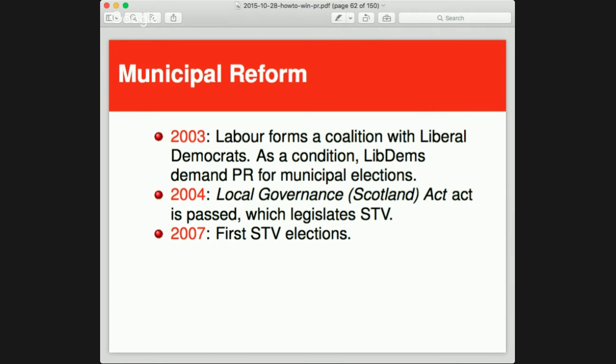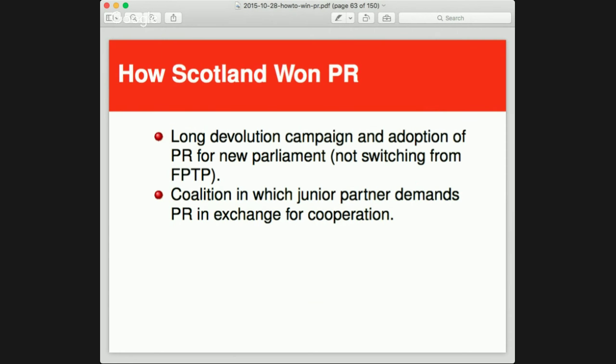So I'm sure there was drama and stuff because when you start out, there's always kind of drama when you switch a voting system. Although in the UK they use a lot of different voting systems for different levels of government. But I didn't get into the details too much. I just want to get into the punchline, which is how Scotland won proportional representation.